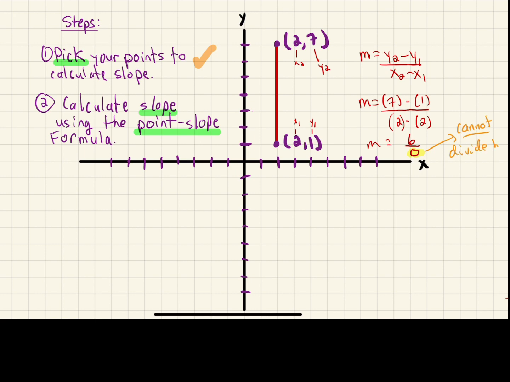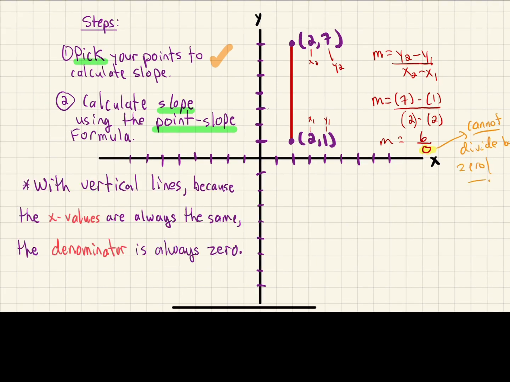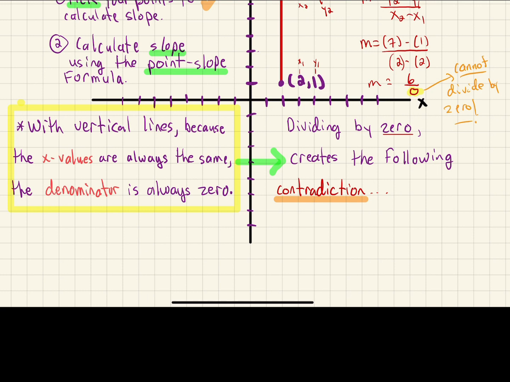And what you're going to see is that we get a 0 in the denominator, which you cannot divide by 0. Now when it comes to the vertical lines, because your x values are the same, you are always going to have a denominator of 0. And having a denominator of 0 is dividing a number by 0.